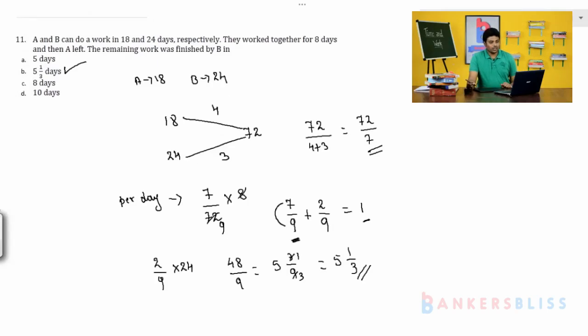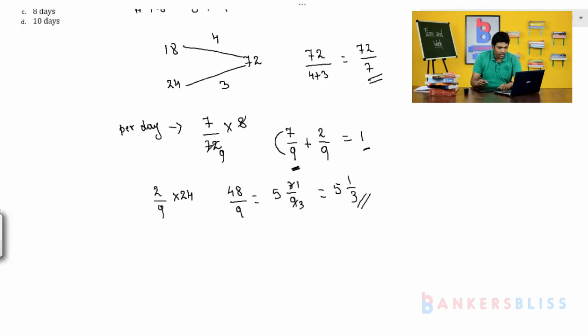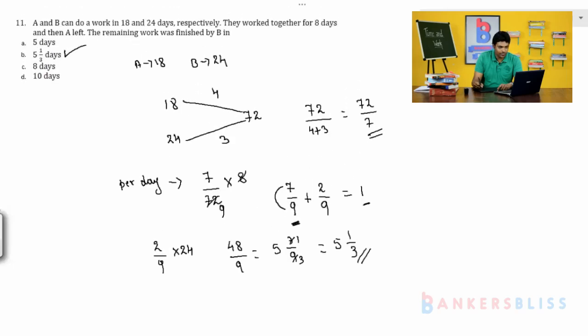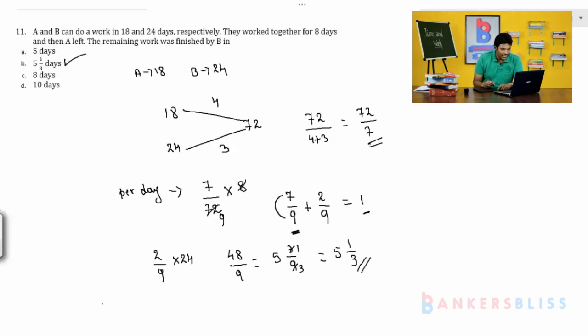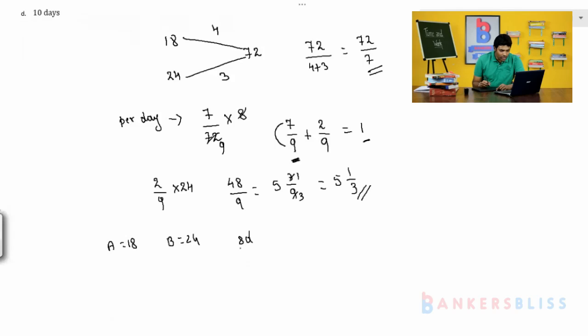In this problem number 11, now I have told you how to solve the problem. Now we have one more method to solve this type of problem. See here, A and B individually, how many days they are going to take to complete the task is given. A takes 18 days and B takes 24 days. And they are working together for 8 days.